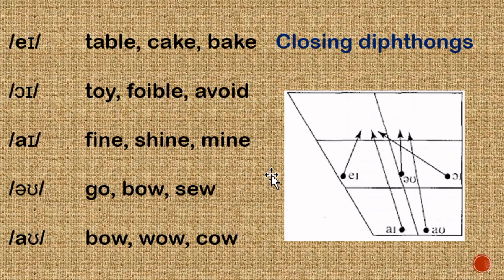Second category is closing diphthongs. It means there's a movement towards the top. This is the close position, as I said. The movement is towards the top, towards a closer sound. So ee and oo are two close sounds in English. Ee is a front close sound and oo is a back close sound.